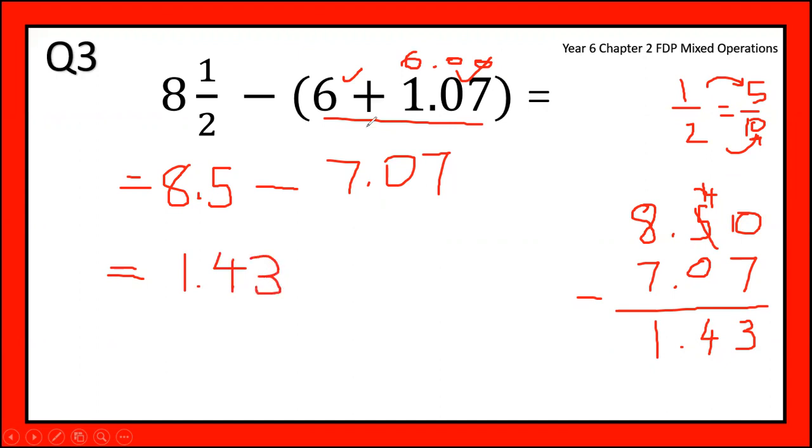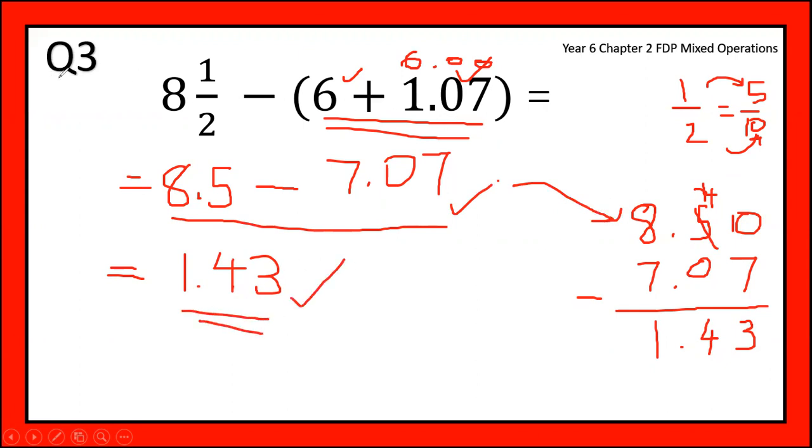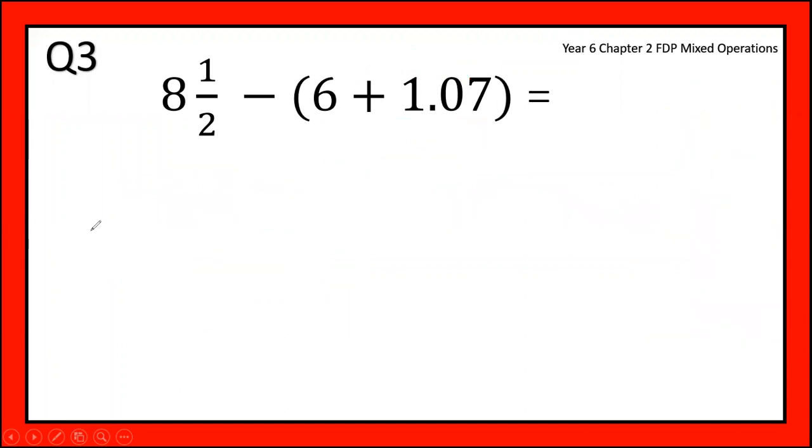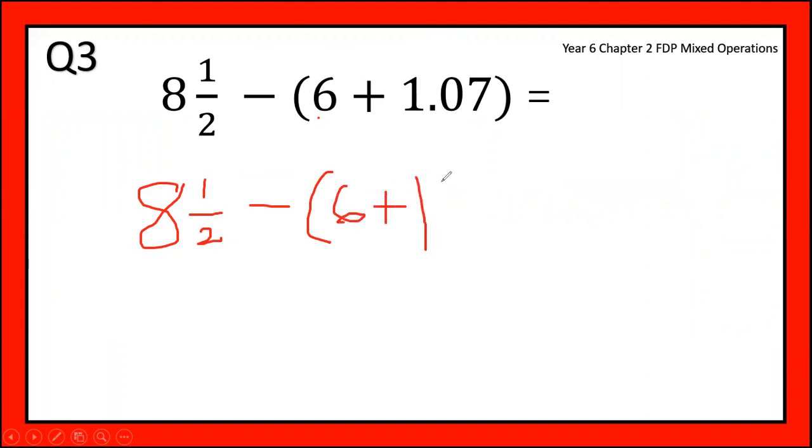Okay, remember, do the bracket first, rewrite the sentence 8.5 minus 7.07, and then work out the standard written method and get your answer. We are solving this using the decimal method, obviously for reasons that it is easier. Okay, let's clear this. And what if you really wanted to solve this using a fractions method? Not a problem. So we retain 8.5 as a fraction and minus. So what is 6 plus 1.07? So it's going to be 6 plus 1, 7 over 100.